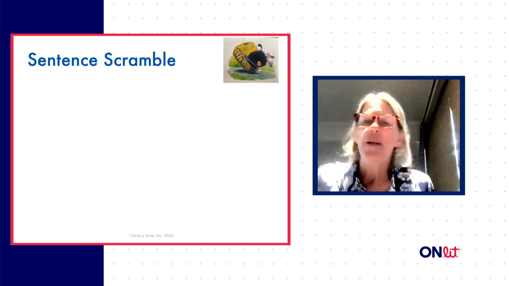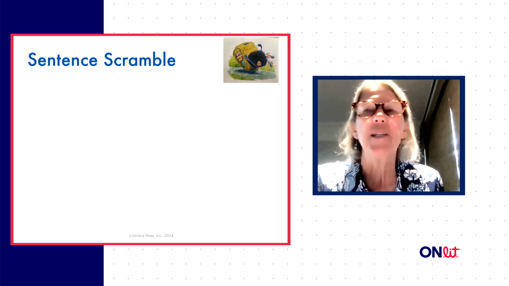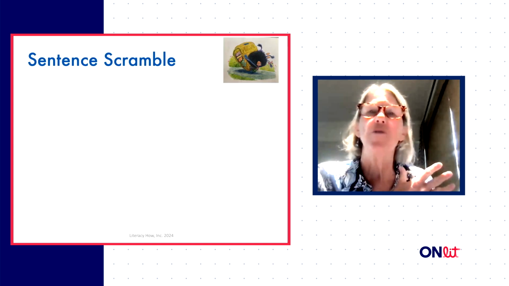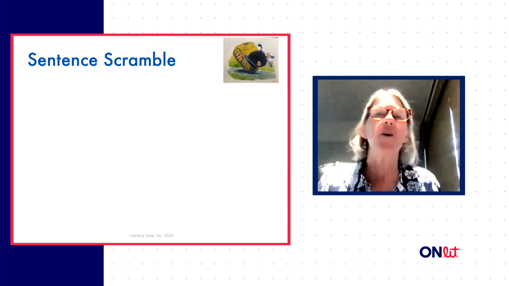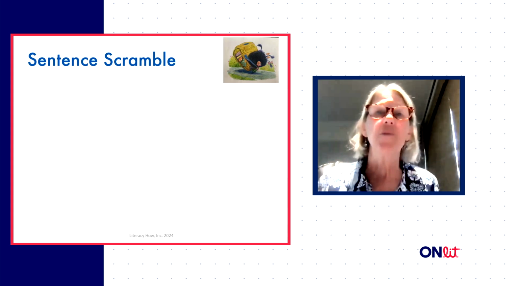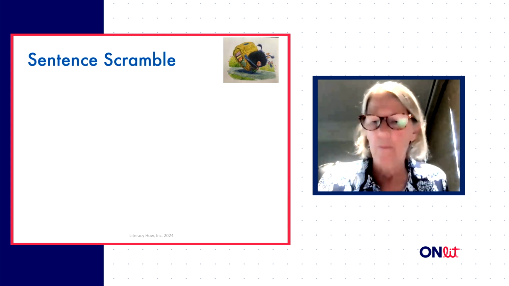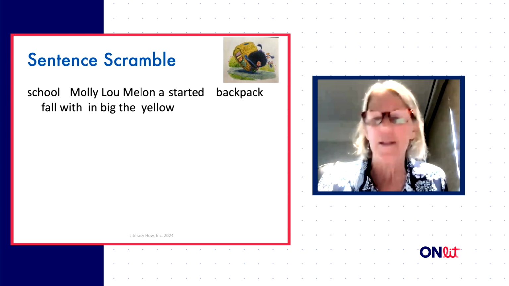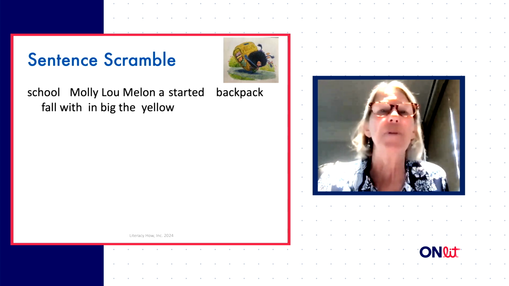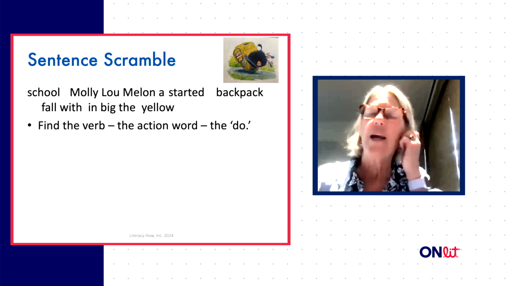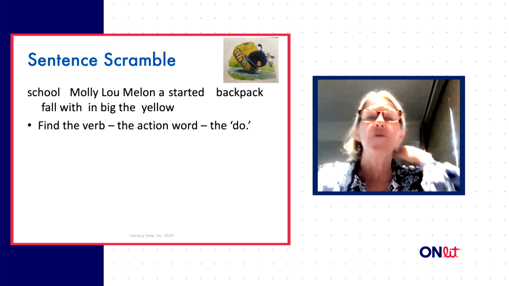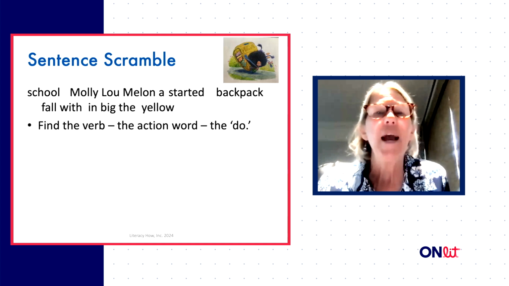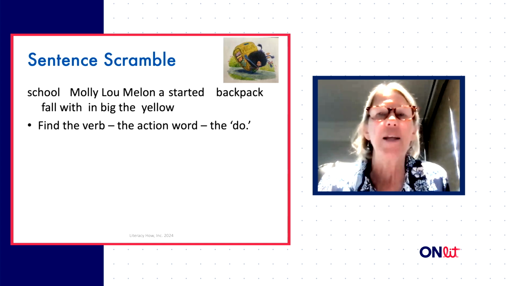And another activity kids love is the sentence scramble. In one of the videos I showed you of Elke, they had the index cards and they had to take those cards and unscramble them and make a sentence. You could take a sentence from a book. This one comes from Molly Lou Melon. And here's the scrambled sentence. And the idea is that you ask the students to first find the verb or the action word. So you can find it. I'll give you a second to find it.